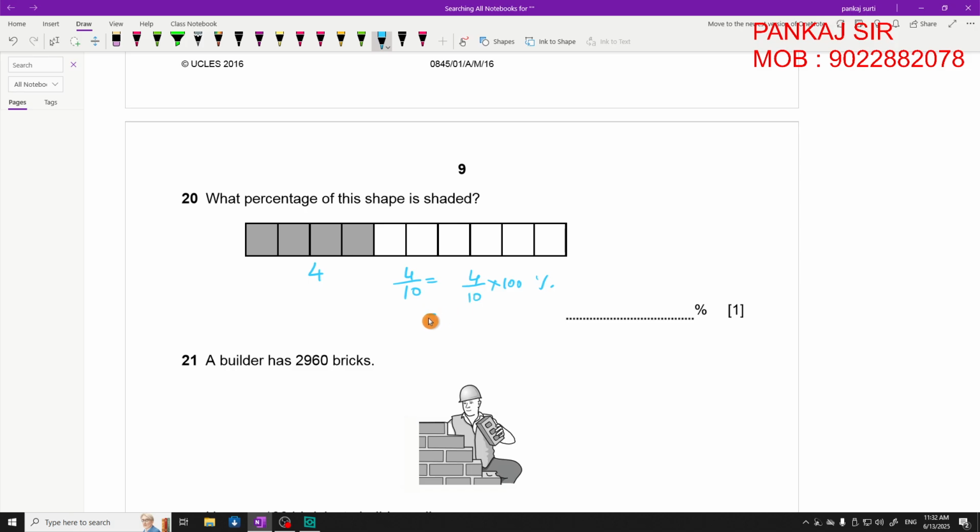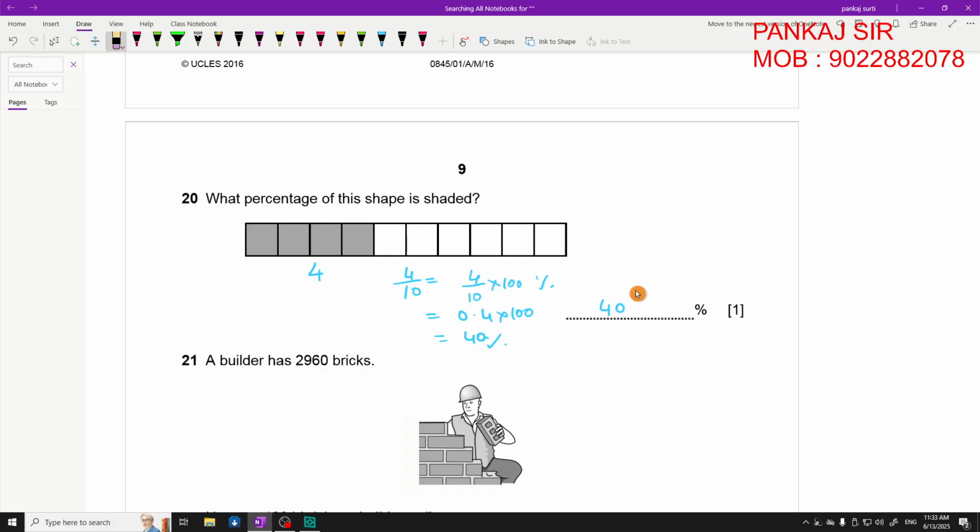Okay. So 4 upon 10 works out to 0.4, and multiplied by 100 is nothing but 40. So the answer will be 40, and the percentage sign is already here, so I need not put this percentage sign. So 40 you have to write over here.